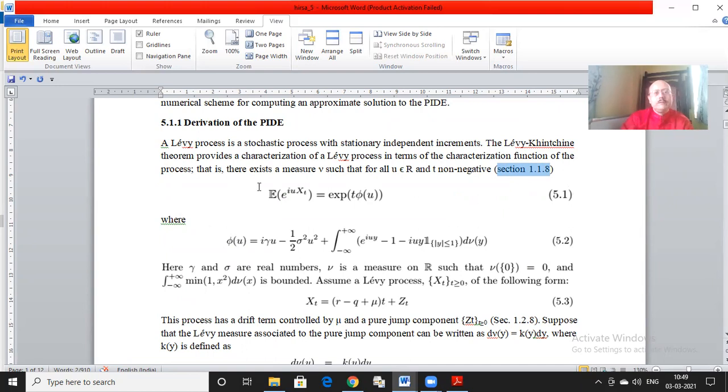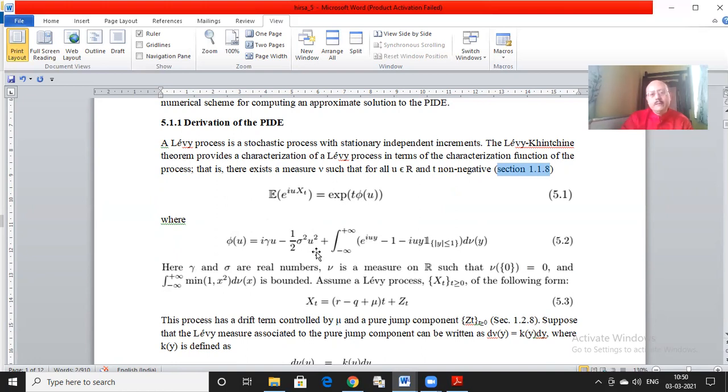So the definition goes as follows, that there exists a measure nu. Nu is the measure such that for all real u and non-negative t, so we can think of this u as the price process and t as the time, the expectation of e to the power i u X_t is given by e to the power t psi(u). And now this psi is no longer our nice normal distribution exponent. It is the Levy exponent, where psi(u) is given by this function as in equation 5.2.